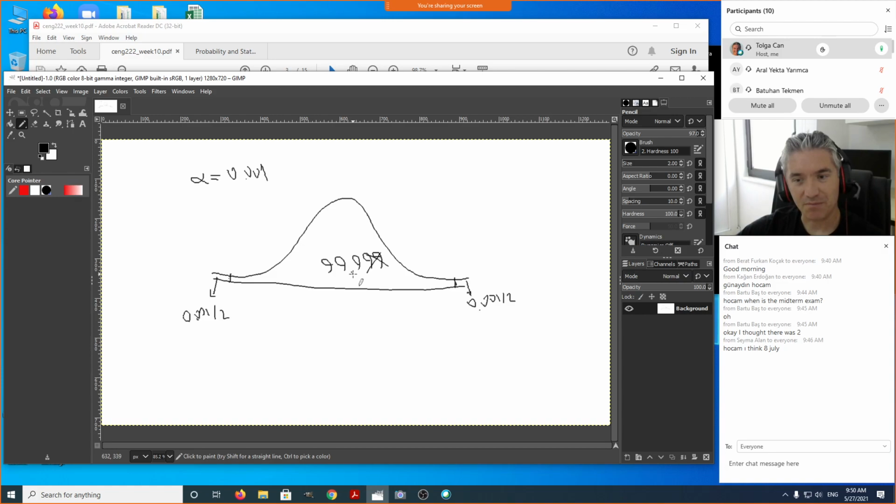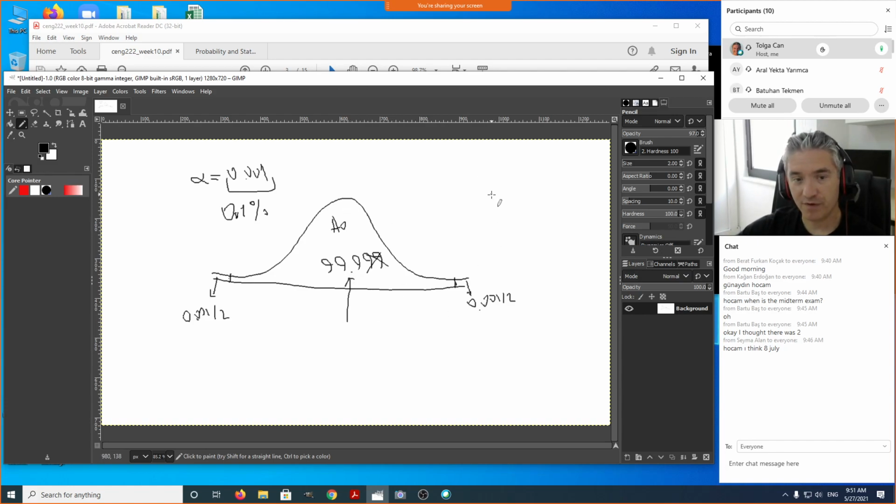Actually, this is a ratio, not a percentage, so 0.999 means 99.9% if you convert it to percent. So this is the probability, 0.001, 1 in 1,000, which means 0.1 in 100. So it should be 99.9. So 99.9% of the area of your null hypothesis distribution here is your acceptance region.